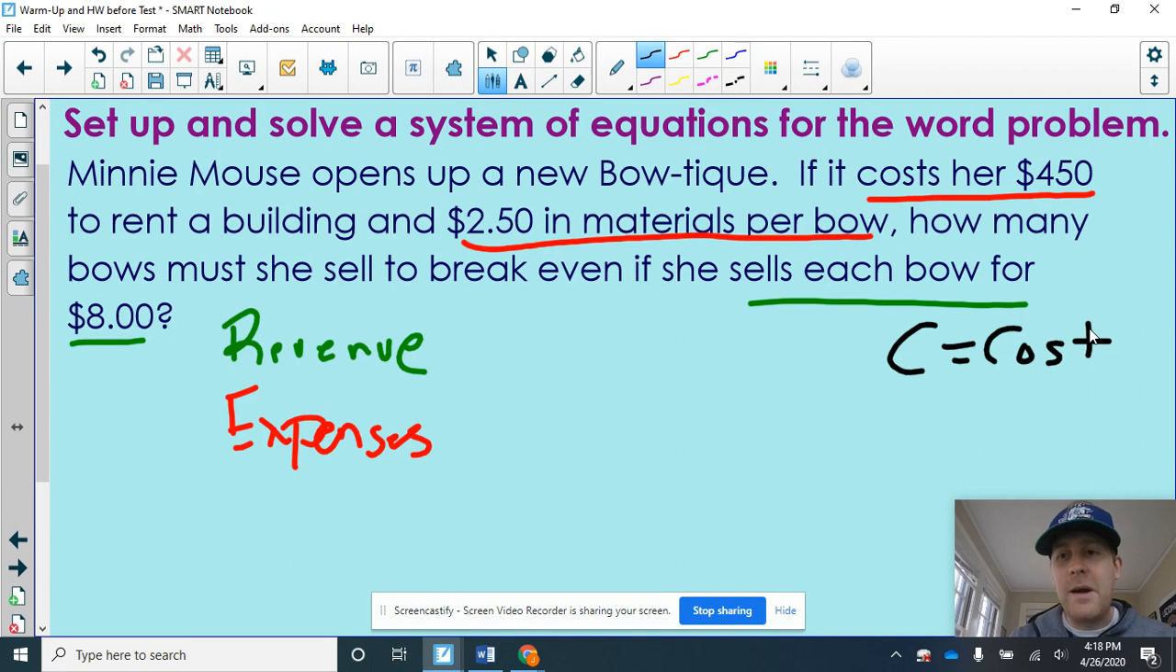And the great thing, guys, about word problems is that usually the last sentence will tell you what that other variable has to be. And it says right here, how many bows must she sell? So that's what we don't know. We don't know how many bows we're selling. So I'm going to use B to represent number of bows.